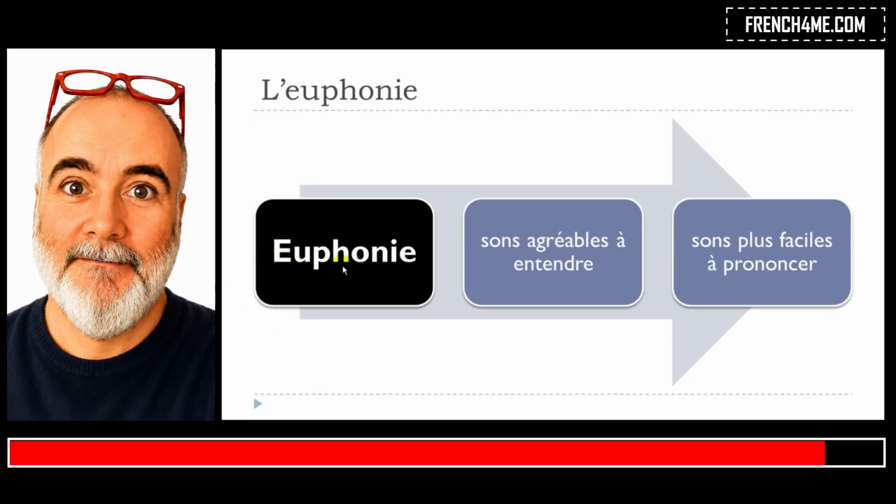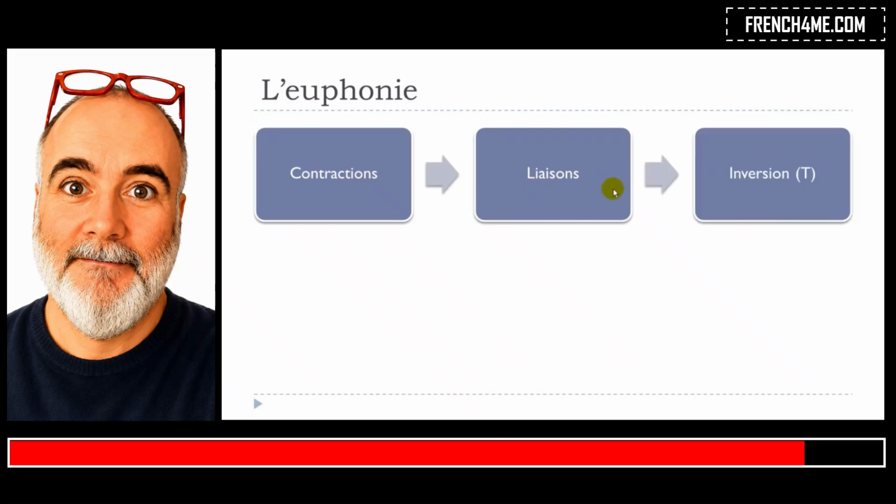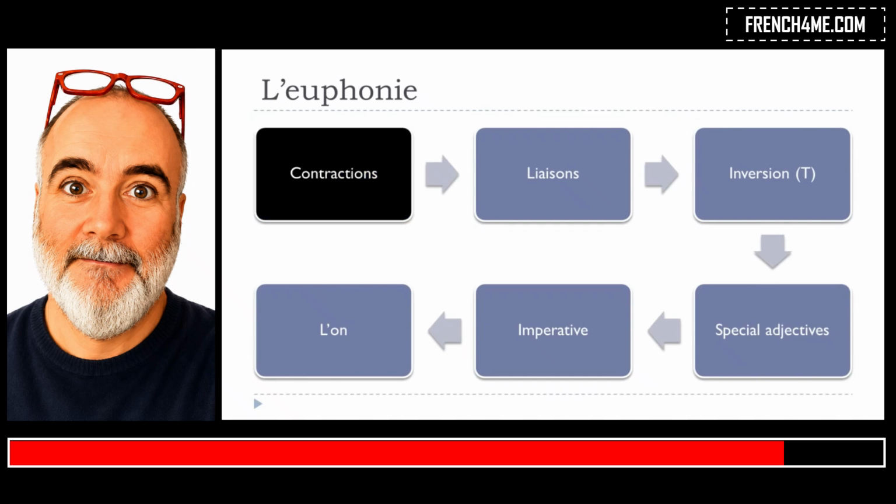It does mean that we will, in some cases, not respect the grammatical rules just to modify the language to make it either easier to pronounce or nicer. Okay, so we'll see in this video the contractions, the liaisons, the inversion, then the special adjectives, the imperative form, and then this long form. Okay, because in all these cases, actually, l'euphonie will have something to say and something to modify. Okay, so we can start now with les contractions.